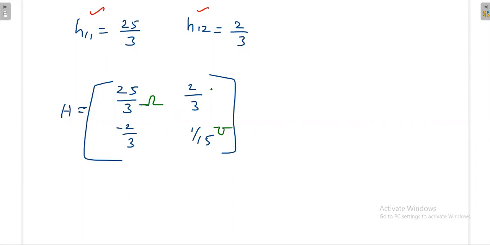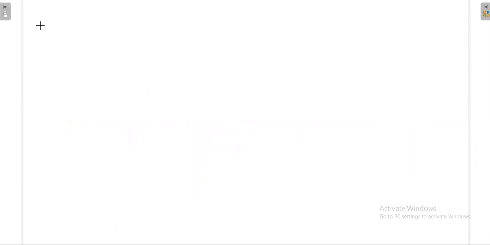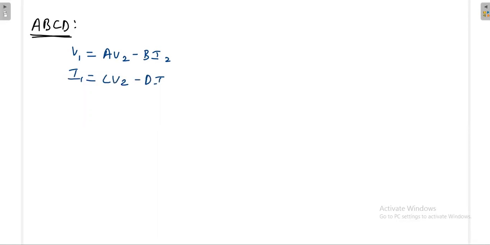Next we'll try to get the ABCD parameter from the Z parameter. What is the ABCD parameter? Standard equation: V1 equals A V2 minus B I2, and I1 equals C V2 minus D I2. Again, what are the equations given? Others please mute the mic whenever you are not talking. V1 is equal to 15 I1 plus 10 I2. V2 is equal to 10 I1 plus 15 I2. This is the base equation given.